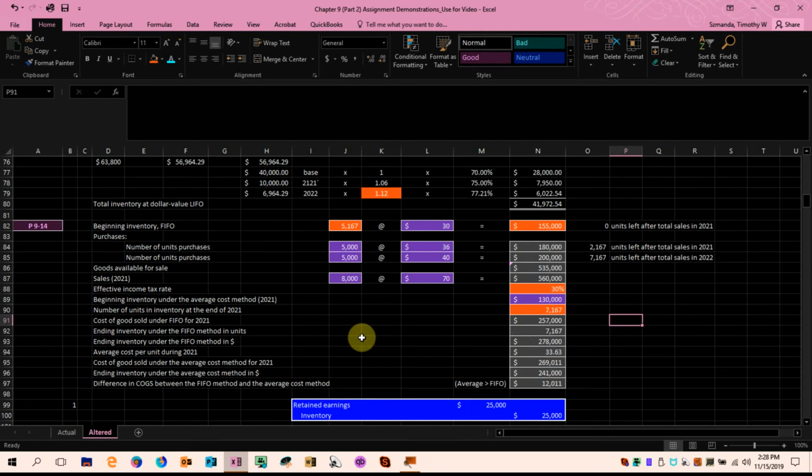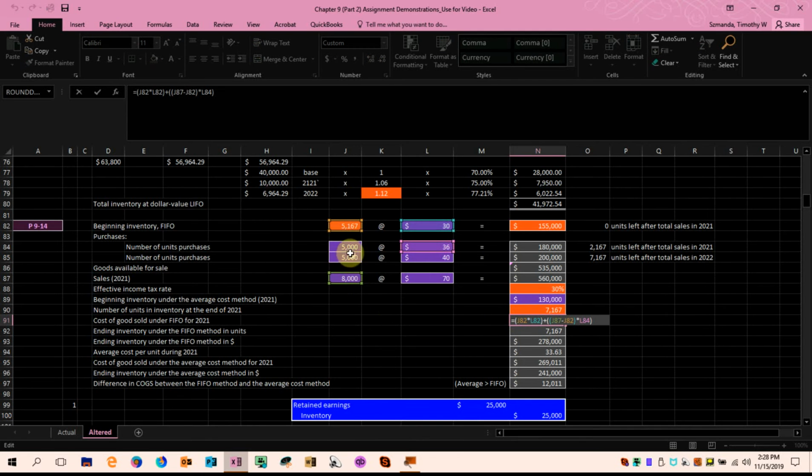All right, so continuing on, for my cost of goods sold under FIFO, I'm going to essentially multiply the 5,167. Remember, I've got 8,000 units to deal with, right? I've sold 8,000. 5,167 of those will be costed at $30 each. The remaining 2,833 units will be costed at $36, which is the additional number I'll need to get to 8,000. I'll just add those two products together, and that will give me then my cost of goods sold.